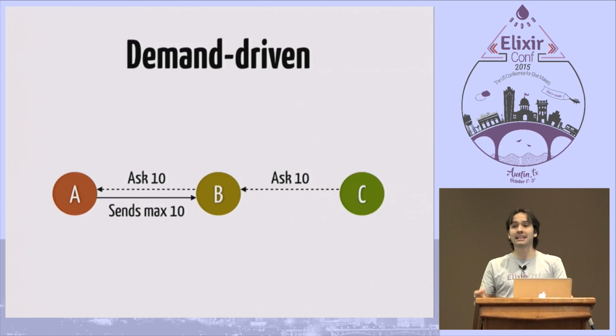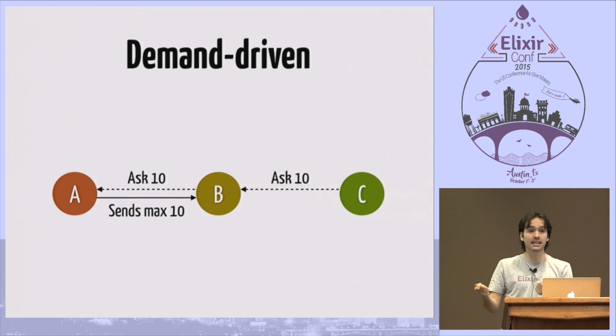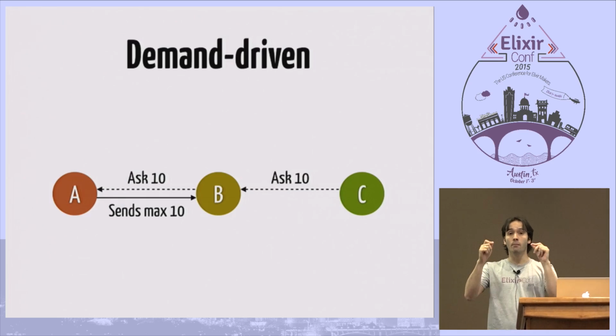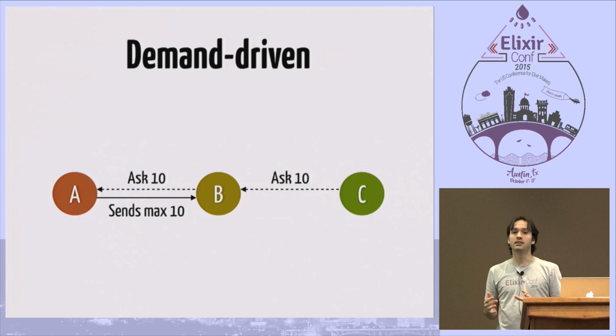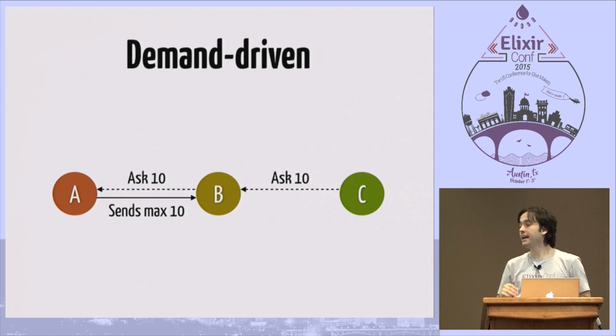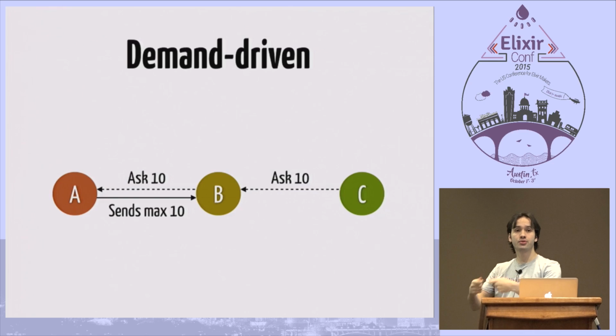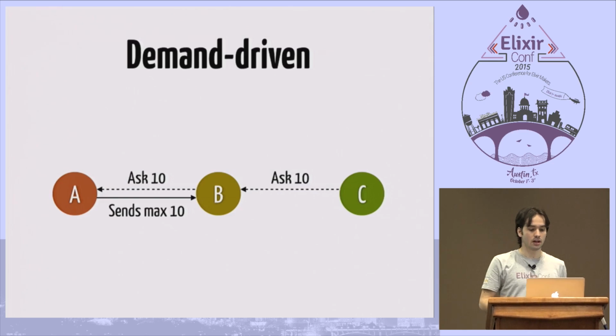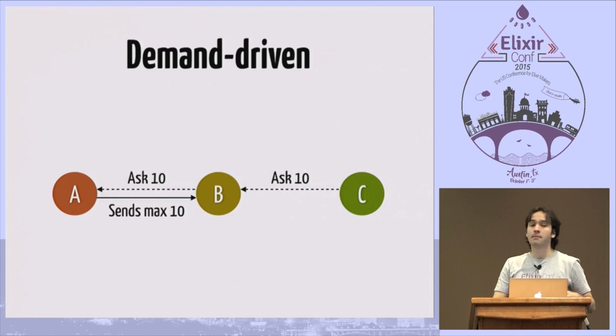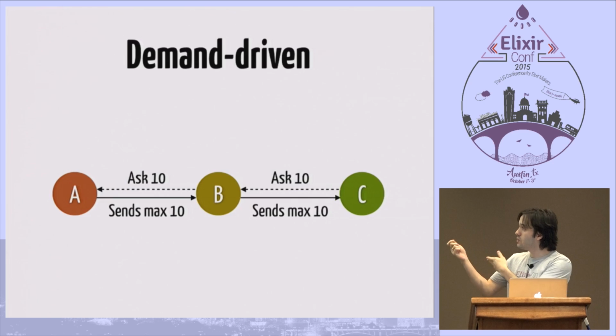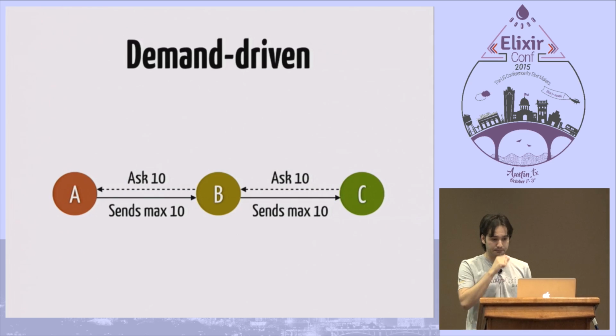It can send one event. It can send 5 at a time. It can send 10 at a time. But it's not going to send more than 10 altogether. It cannot send more than it was asked for, okay? So A is going to send events to B, maybe 2, 2, 2, and 2. And then B may do those things, and eventually it's going to give those things to C.